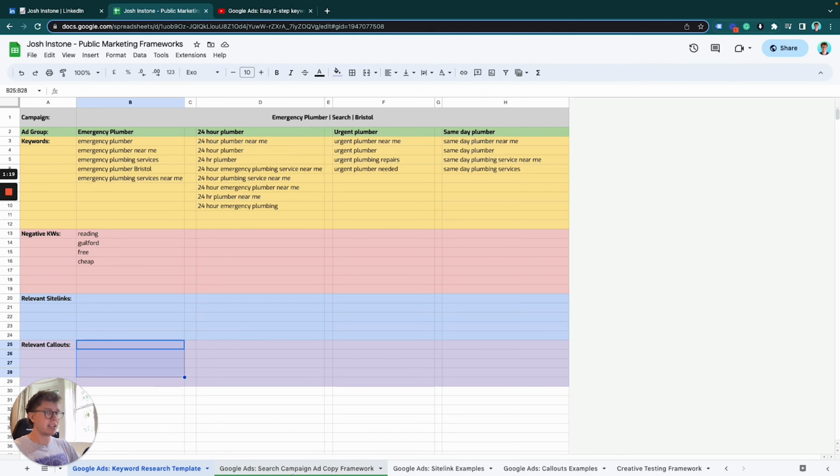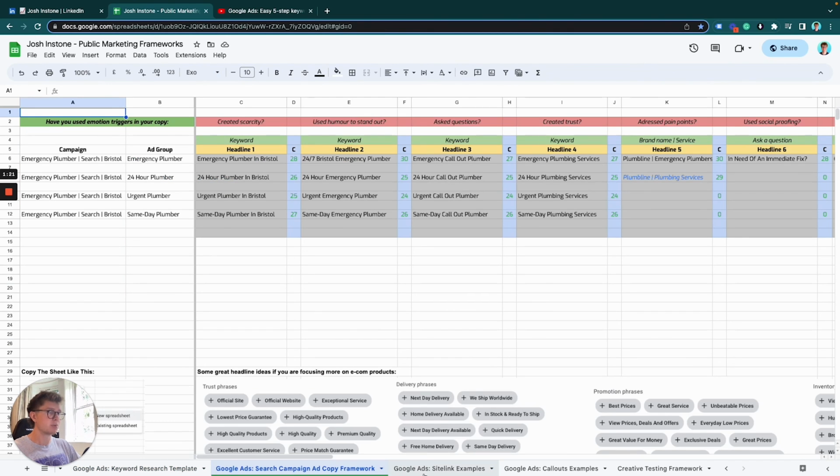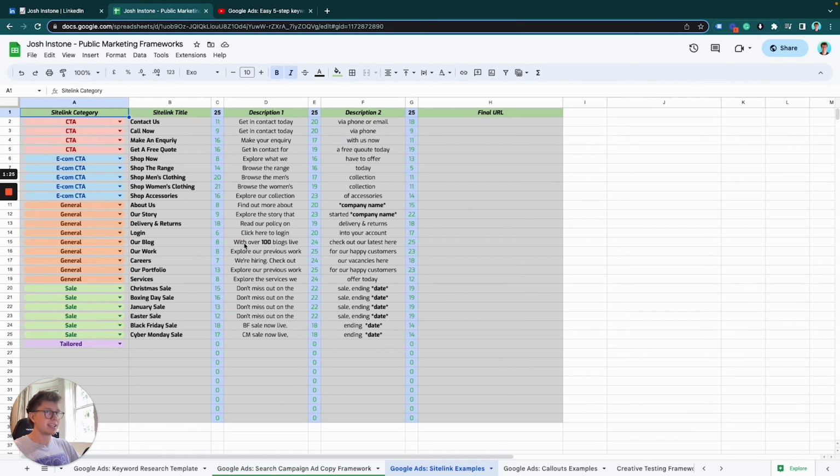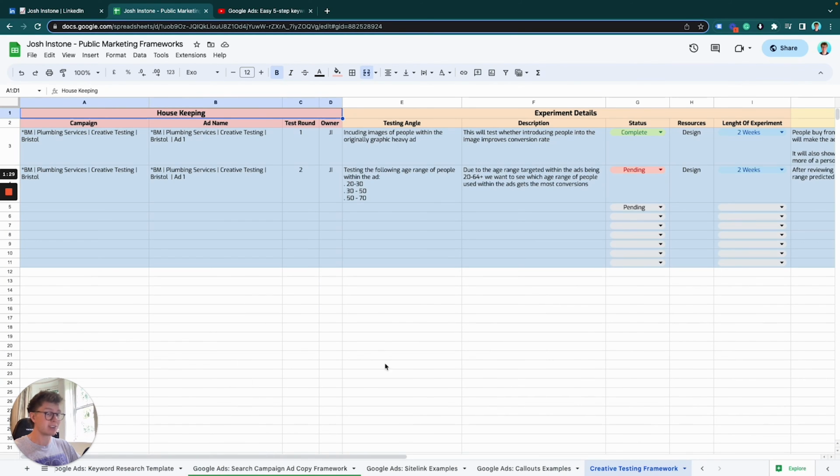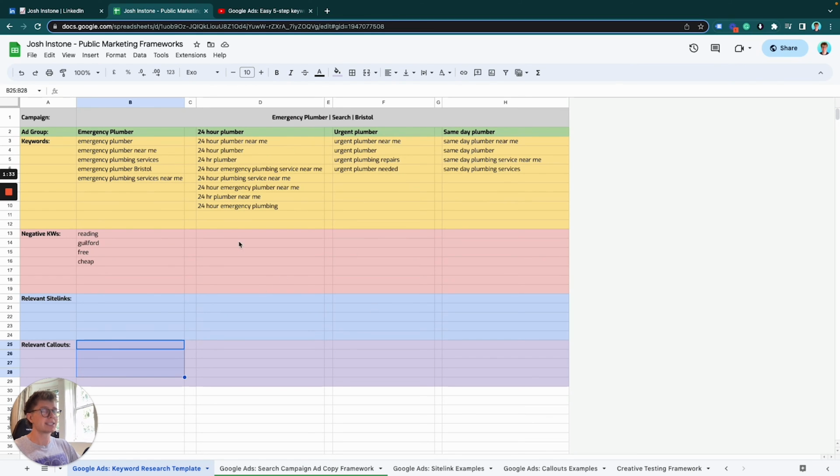As well as this template, you also get all these other tabs which go over. This one is a search campaign structure. This is 25 site link examples. This is 68 callout examples. This is a creative testing framework. So you get an awful lot with this as well as just this template.